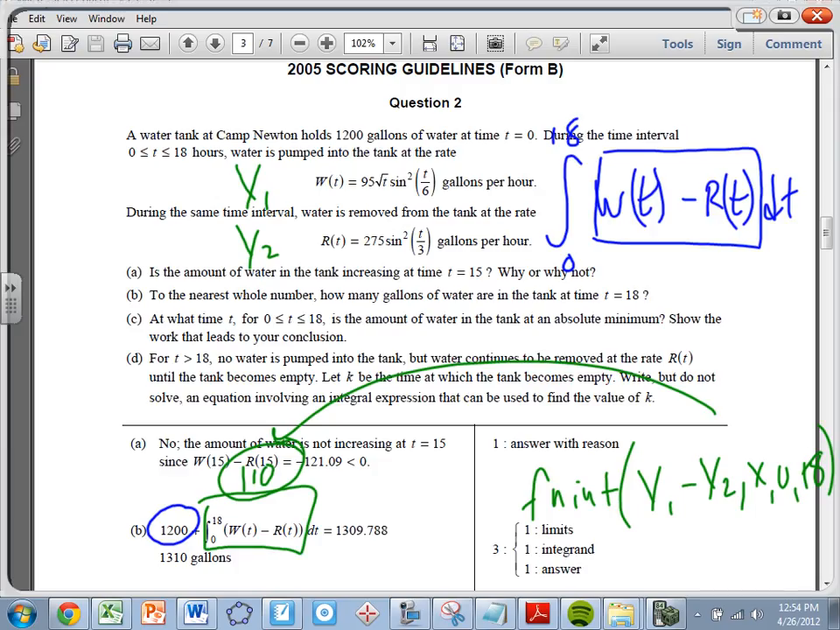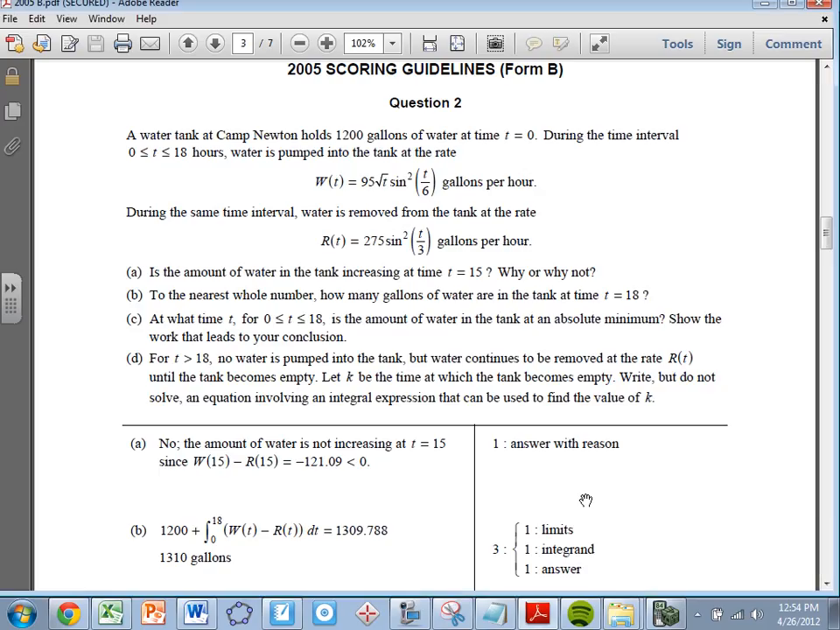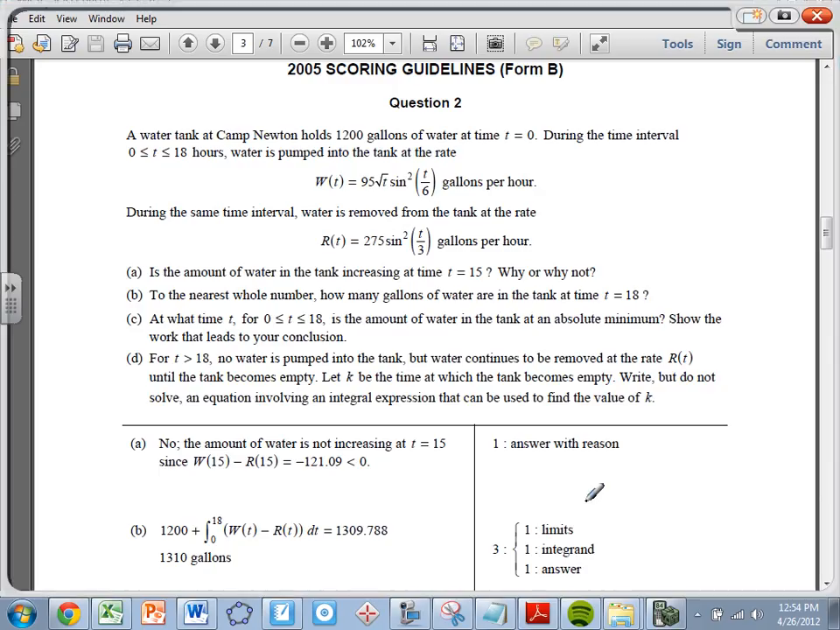Part C. At what time is the amount of water in the tank an absolute minimum? Before I go to the answer, because I know you're curious. When do I have a minimum? When the derivative is 0. What is the overall derivative, everybody? W(t) minus R(t) is what's coming in minus what's going out. That's the derivative right there.